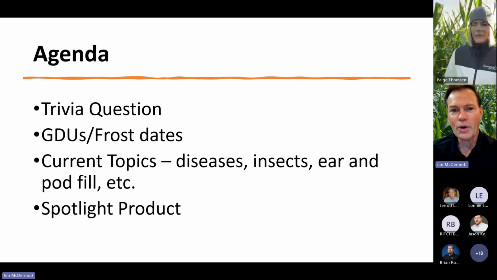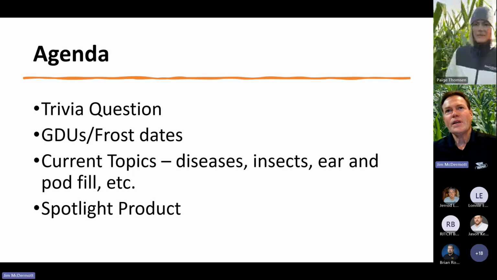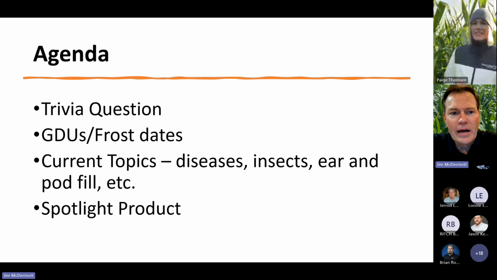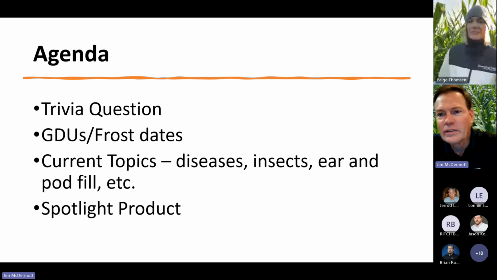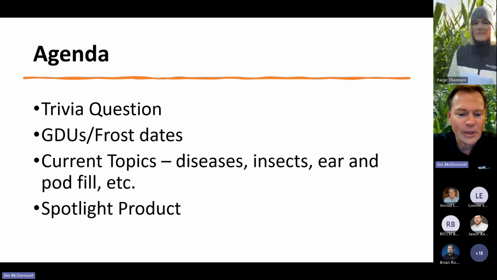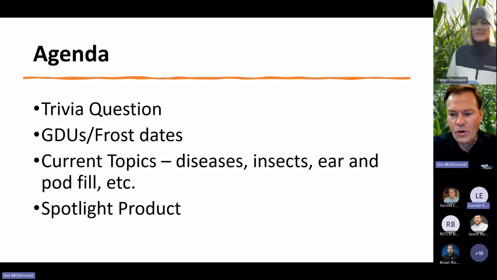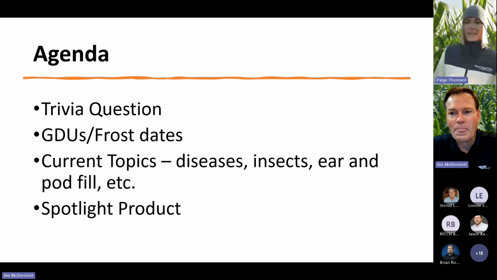We'll start with the trivia question. Diseases in soybeans, particularly sudden death syndrome, that's been showing up a little bit this year. But the question is, what type of environmental situations or what type of field situations do we tend to see SDS show up more often? Put it in the chat.